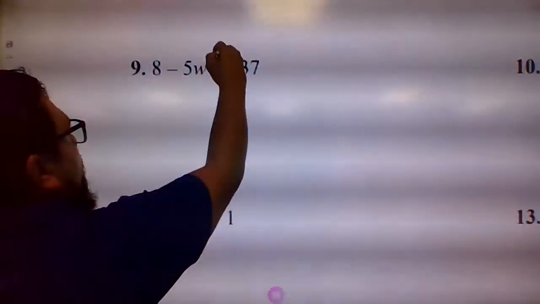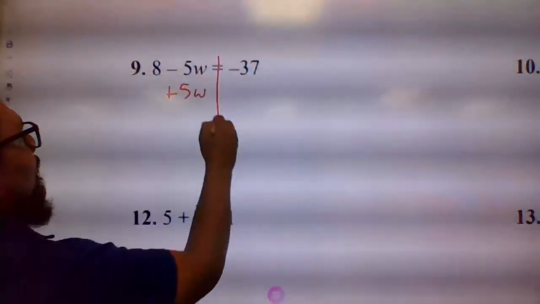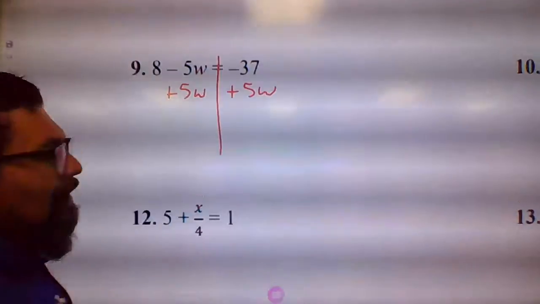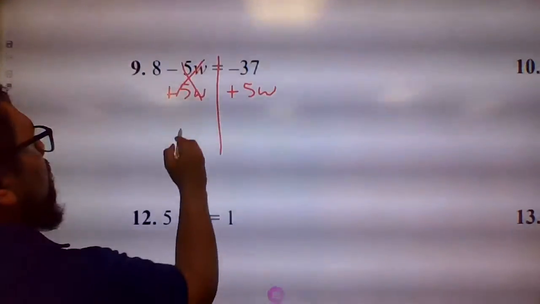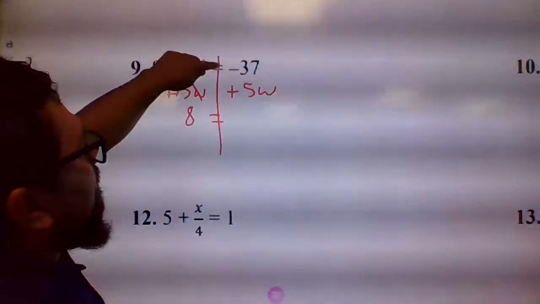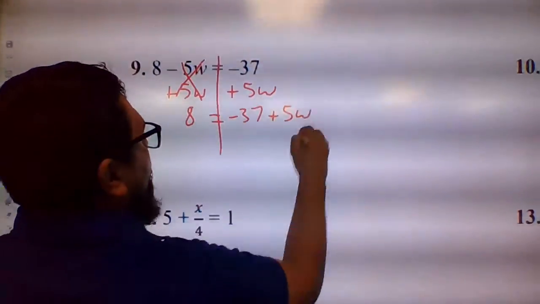Okay. So I'm going to add 5w to this side, and I'm going to add 5w to this side. What I do to one side, I do to the other. Okay? So this is 0, and you're left with 8. And then you have over here negative 37 plus 5w.